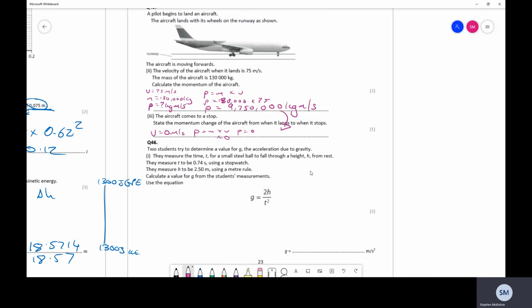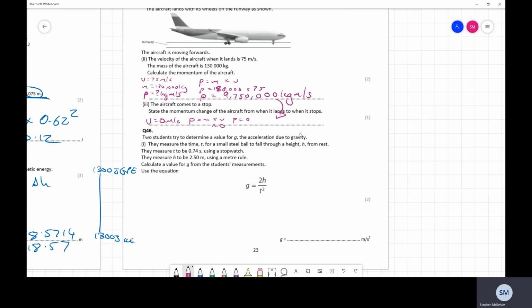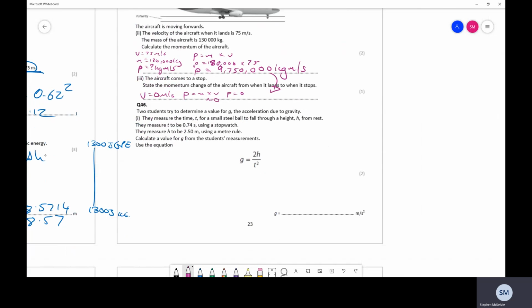Two students try to determine a value for g, the acceleration due to gravity. They must measure the time, t, for a small steel ball to fall through a height, h, from rest. They measure t to be 0.74 seconds using a stopwatch, and h to be 2.50 meters using a meter ruler. Calculate the value for g. They're giving me the equation, so all I have to do is substitute: 2 multiplied by 2.5 divided by 0.74 squared.